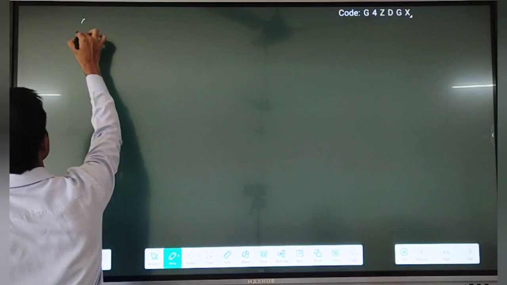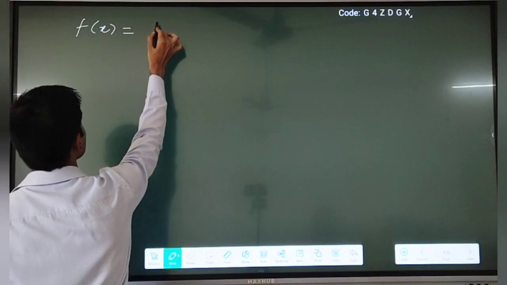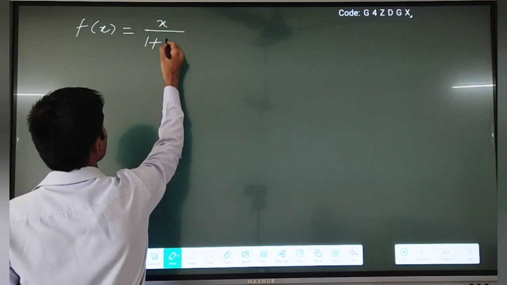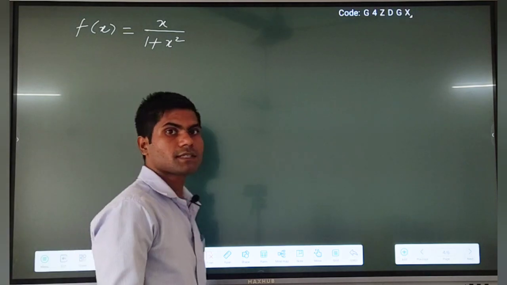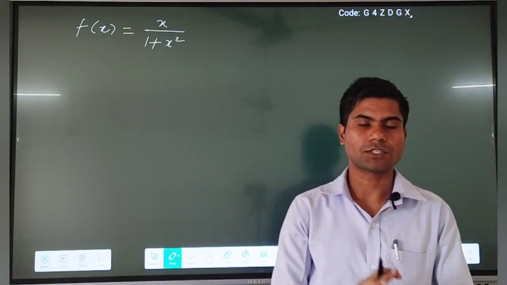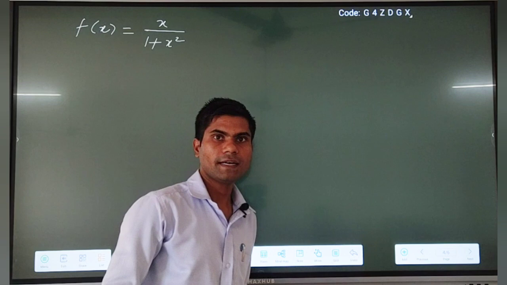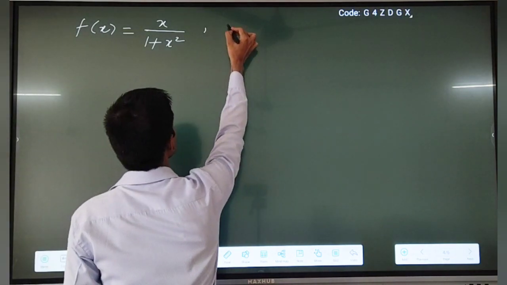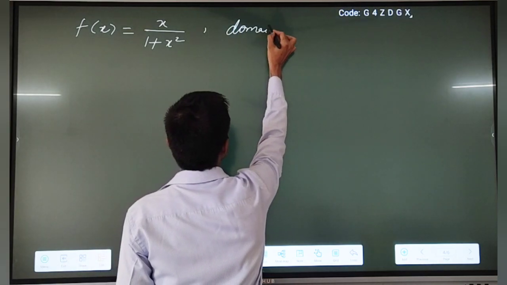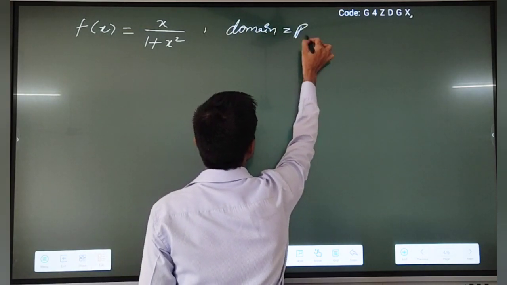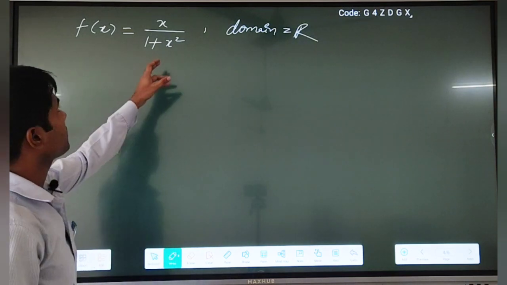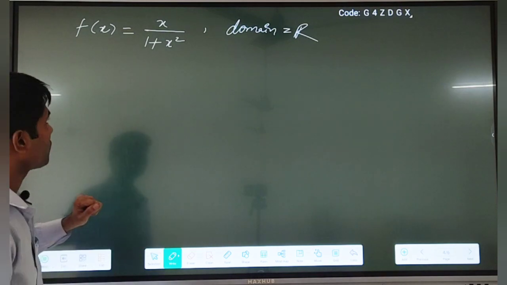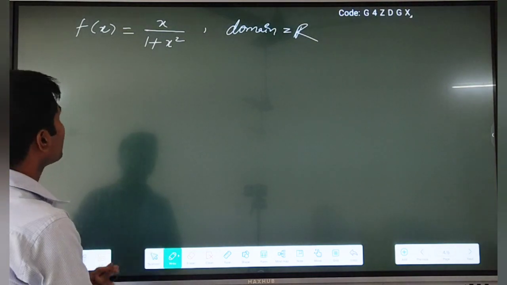Now we can take another example. Suppose f(x) is equal to x divided by a quadratic expression, let's suppose 1 plus x square. f(x) = x divided by 1 plus x square. So for the same type of question we have to find the domain and range. The domain here is real numbers. Why? Any real number you can put here, and definitely you will get a value of f(x). But the main thing is how to find the range.